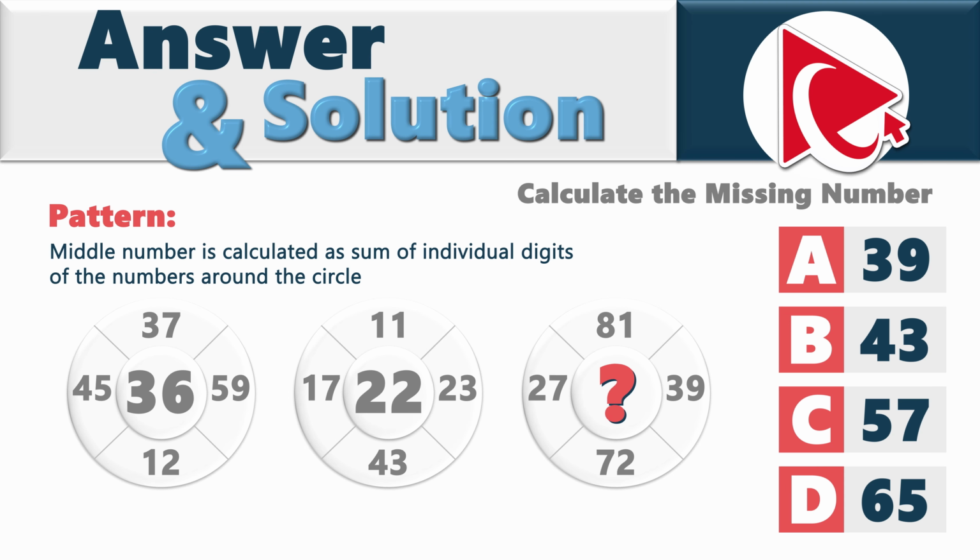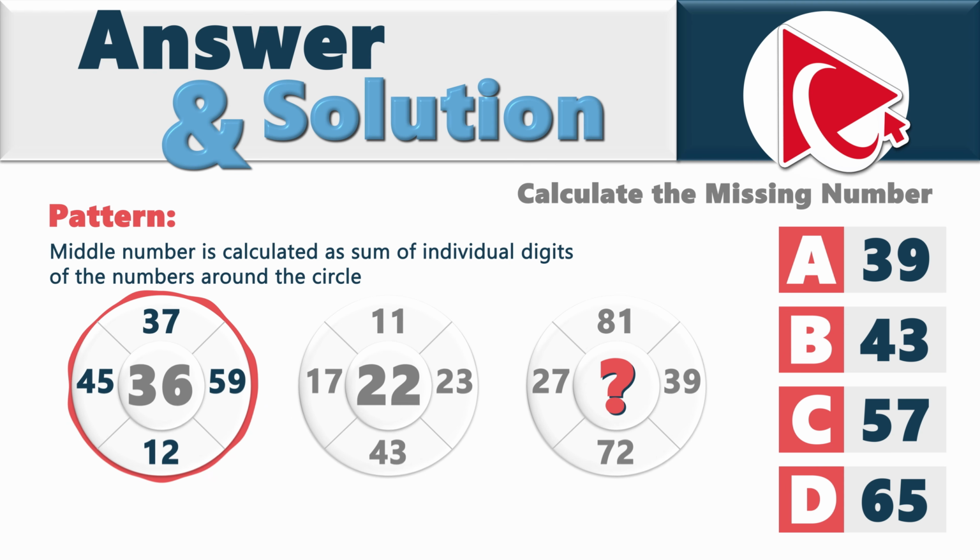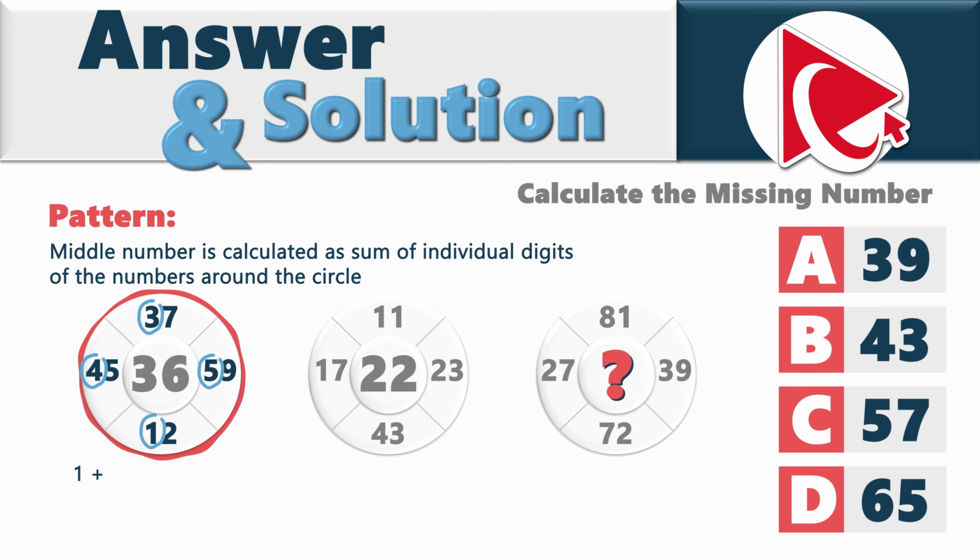But the logic I used here to calculate, I used the first digits first and then used the second digits for outside numbers. Let's look at the example. The numbers on the outside for the first circle are 12, 45, 37, and 59. Let's do the first numbers. 1 plus 4 plus 3 plus 5, and the sum of those numbers equals 13. Let's do the second digit. 2 plus 5 plus 7 plus 9 equals 23. 13 plus 23 equals 36.